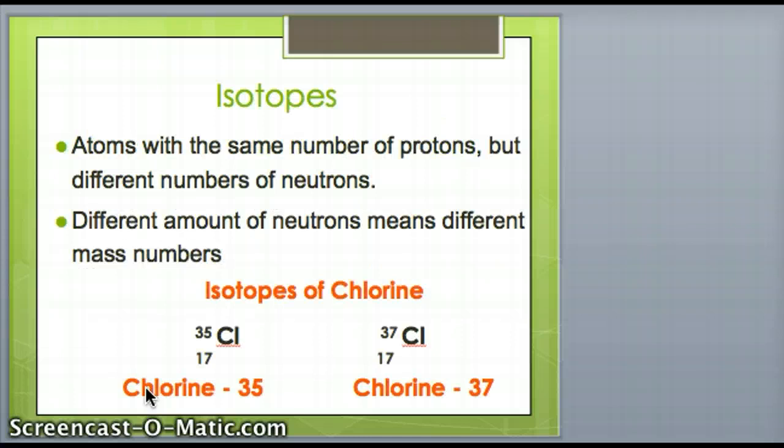All right, so isotopes are atoms with the same number of protons but different numbers of neutrons. Different amounts of neutrons means different mass numbers. So isotopes of chlorine. There's chlorine with the mass number of 35 and the atomic number of 17. But then there's also chlorine with a mass number of 37, with the same atomic number. They have different numbers of neutrons even though they're both chlorine. Those are called isotopes when the same element has different numbers of neutrons. Write that down. Isotopes: same element, different numbers of neutrons.